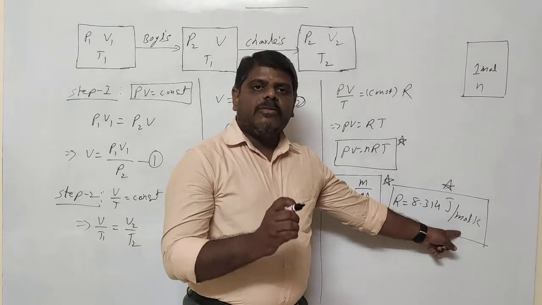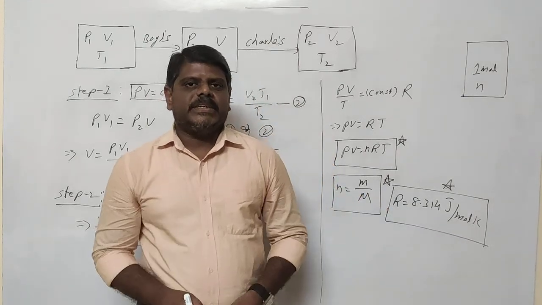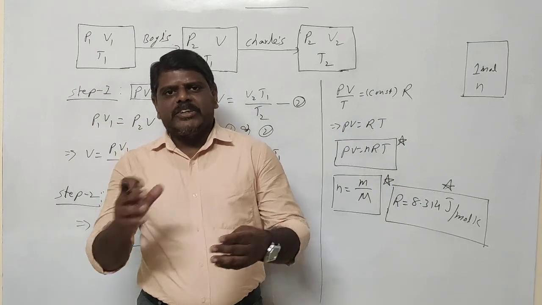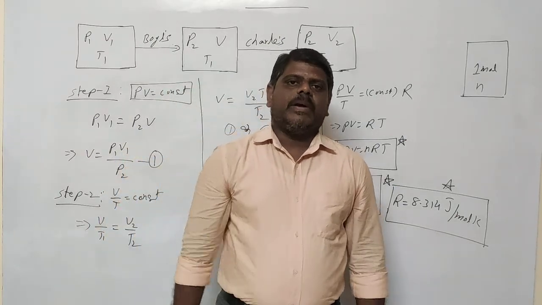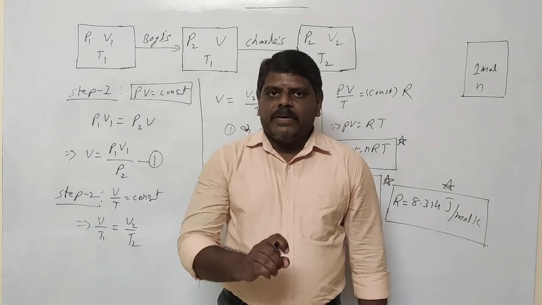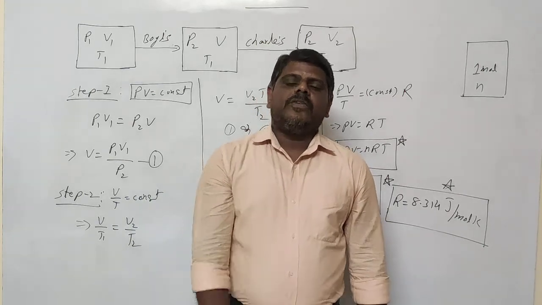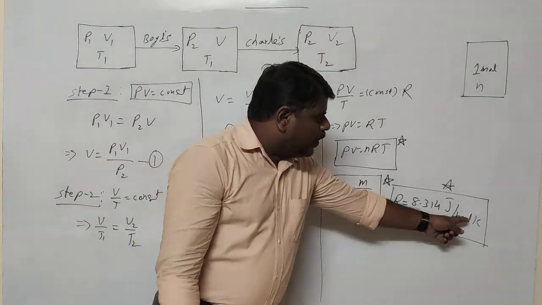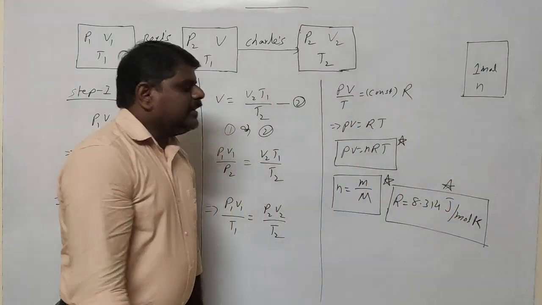Units for every physical quantity are very important. Don't forget to write down the units, especially in physics. If you forget to write the units, you are going to lose 1 mark, even if you solved the problem and got the final answer. Units play an important role in physics. So for any physical quantity, don't forget to write the units. So R is equal to 8.314 joule per mole Kelvin. In the case of gases, the temperature will definitely be measured in Kelvins.